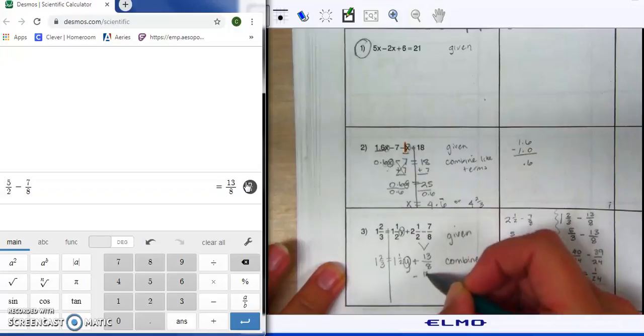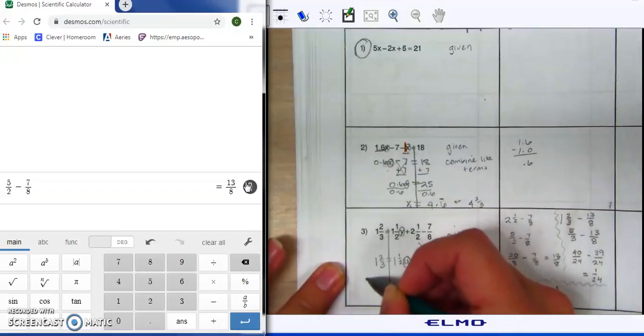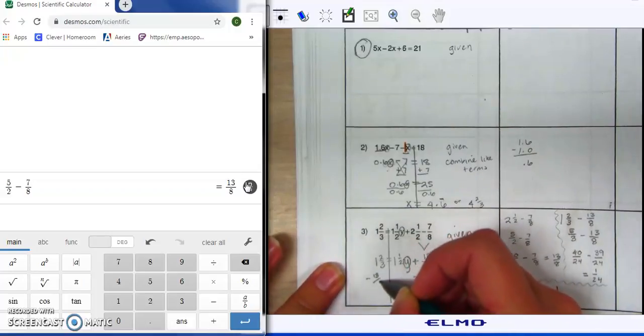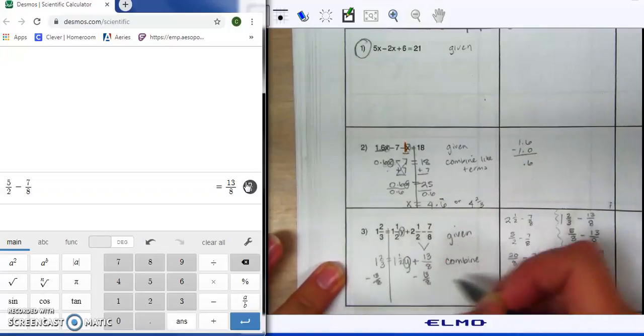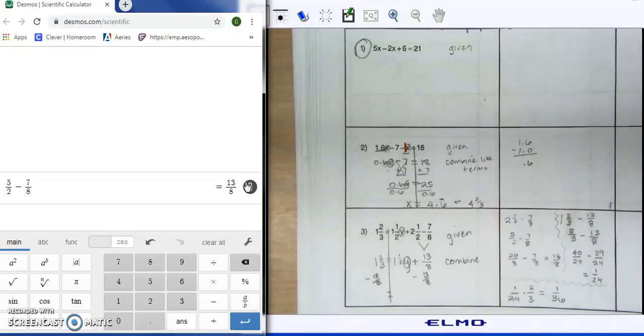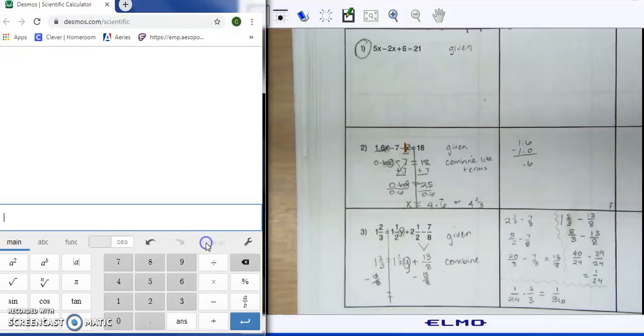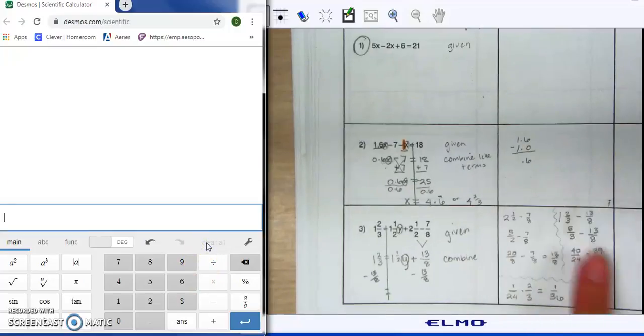Now our step is to subtract 13/8 from both sides. So I'll write minus 13/8. Now I see I have some work to do, so I'm going to do that work in the calculator. Again, if you would like to see my side work over here, it's right there.